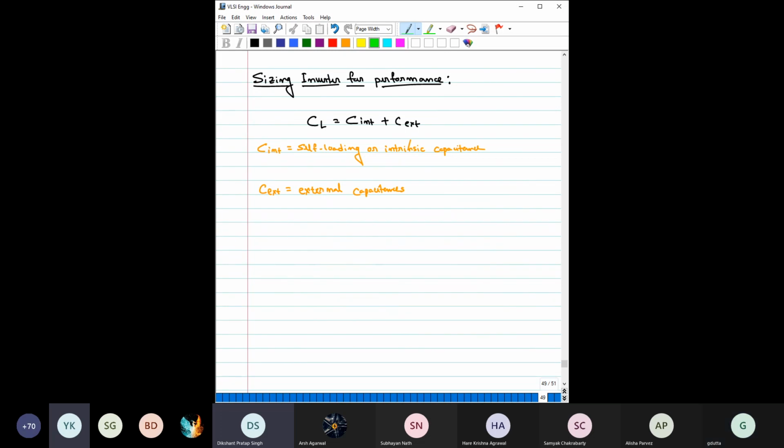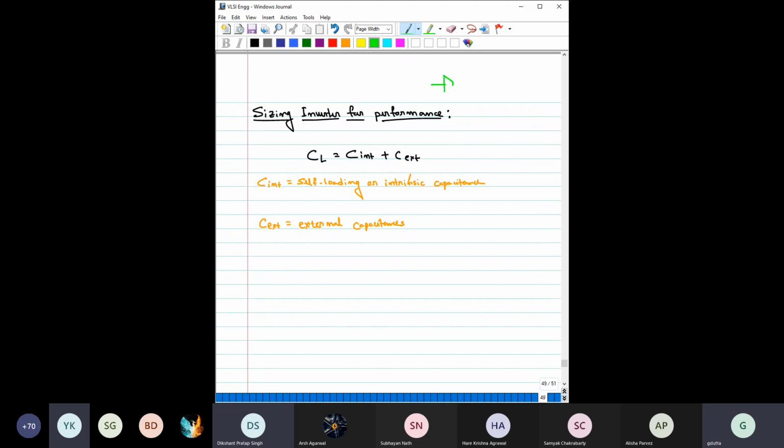See this. Sizing an inverter for performance. Now suppose we have one inverter, and here some load, say CL. Now for this inverter, maybe you can keep W by L ratio for PMOS as 2 and for NMOS equal to 1, or more, for PMOS W by L 4 and for NMOS W by L equal to 2, right? So from the first one to the next one, we have just doubled the transistor sizing, right? How does that impact the performance?